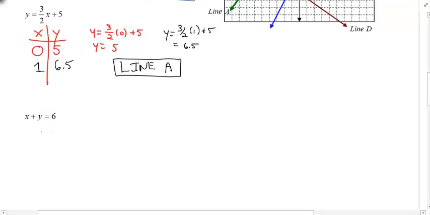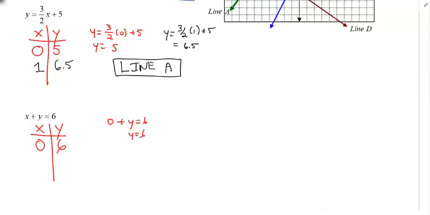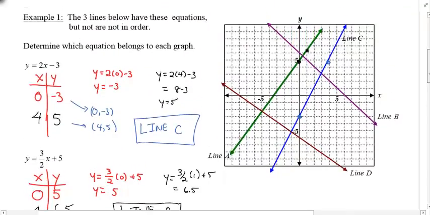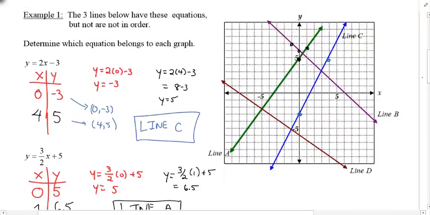Now x plus y equals 6. Same business. I'll ask you to choose x equals 0. In this case, 0 plus y equals 6, so y equals 6. Ta-da! I can choose a negative number too, by the way. Let's choose -1, just for fun. -1 plus y equals 6, so y equals 7. Once again, 2 coordinates, (0, 6) and (-1, 7). Which line does that match up with? Yeah, line B.